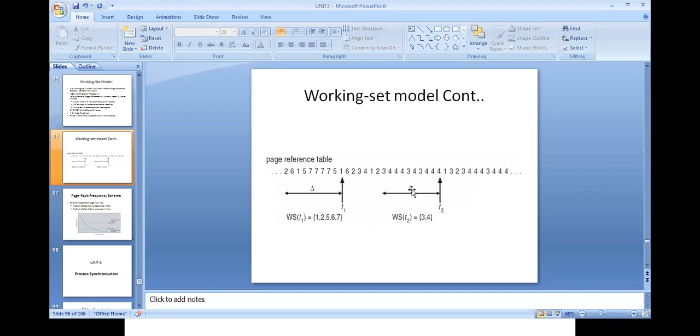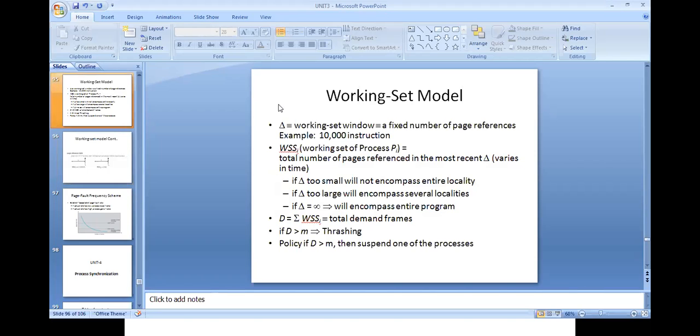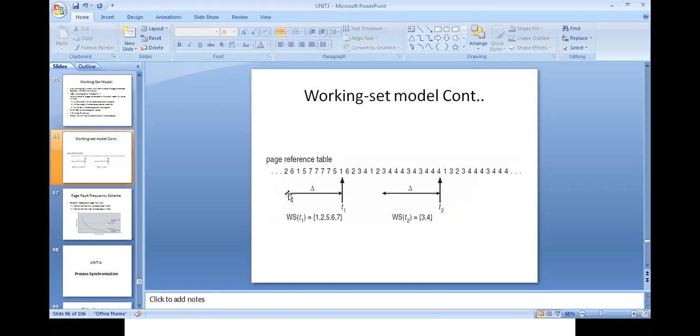So what is delta? Delta needs to be small. What is delta? The working set window. That window means here the window starts from here and ends here. Here the window started here and ended here. This window size needs to be less. If it is big enough, automatically every page will come into the working set. Did you get my point?